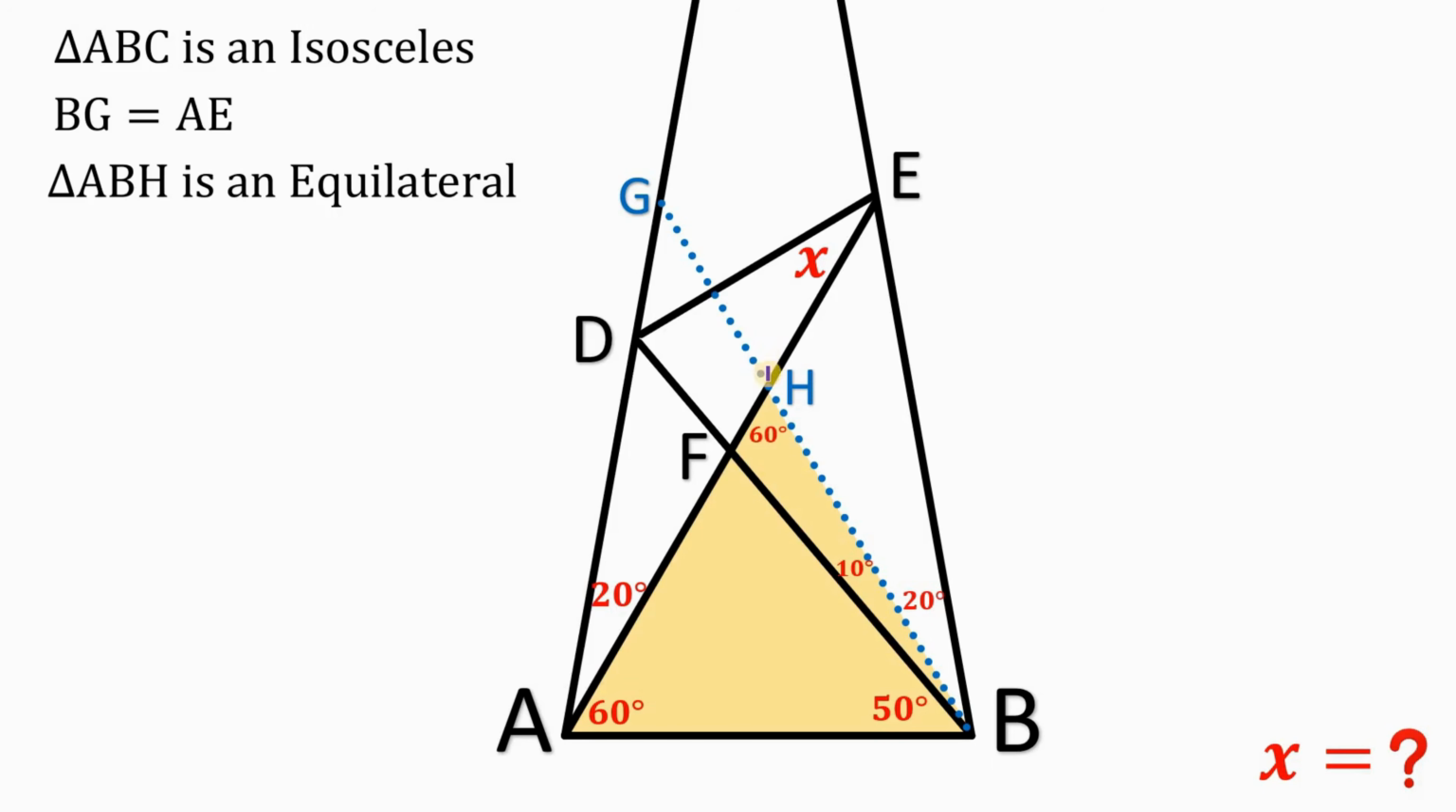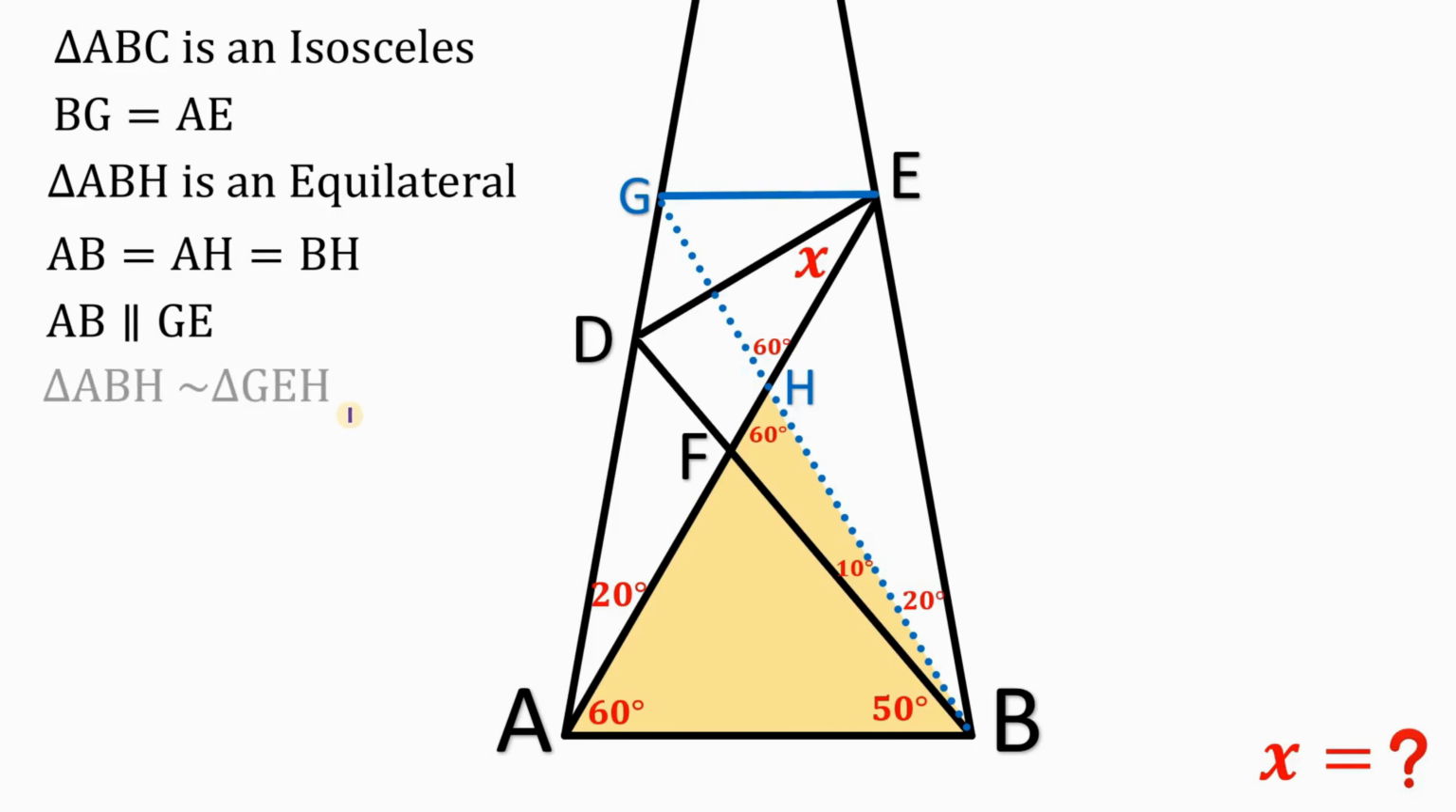Now, vertical angles are congruent. So this angle right over here on the top is also 60 degrees. Now, since triangle ABH is an equilateral triangle, we can say that AB equals AH equals BH. We will use this information later on. Now, let's connect GE such that GE is parallel to segment AB.